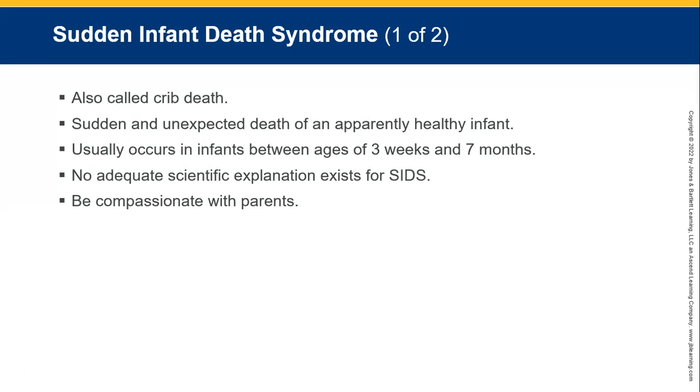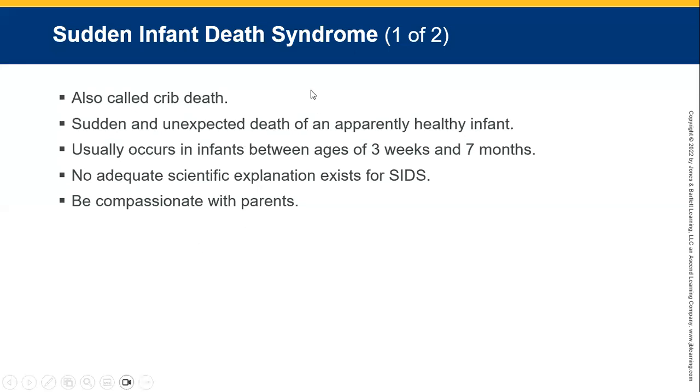Okie dokie. Sudden infant death syndrome, also called crib death, is a sudden and unexpected death, apparently, of a healthy infant. It usually occurs between the ages of 3 weeks and 7 months, and an adequate scientific explanation does not exist for SIDS. Be compassionate with parents.